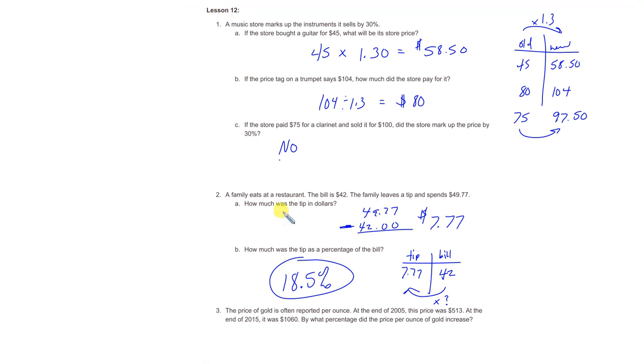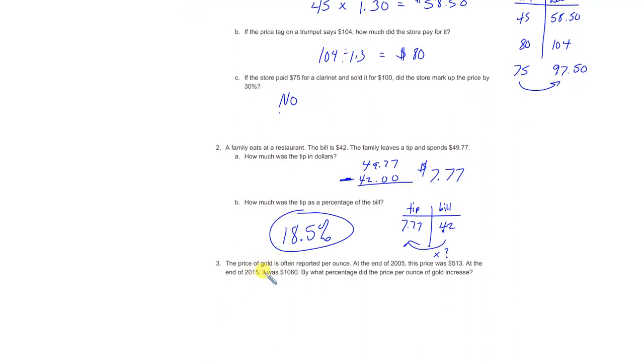Last problem here in lesson 12, we're looking at number 3. The price of gold is often reported per ounce. And at the end of 2005, this price was $513. At the end of 2015, it was $1,060. By what percentage did the price per ounce increase?